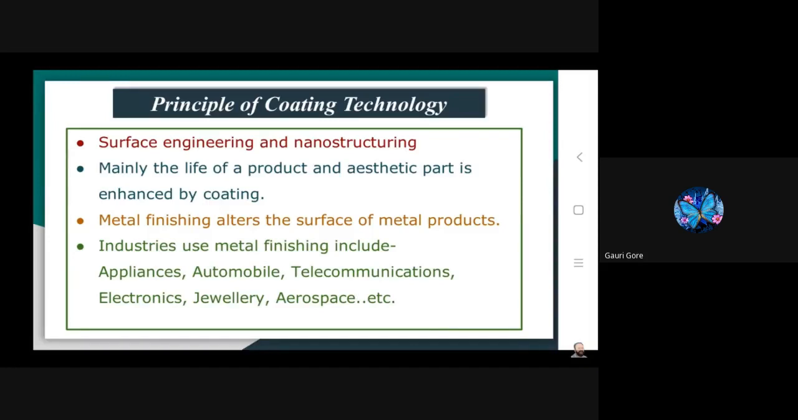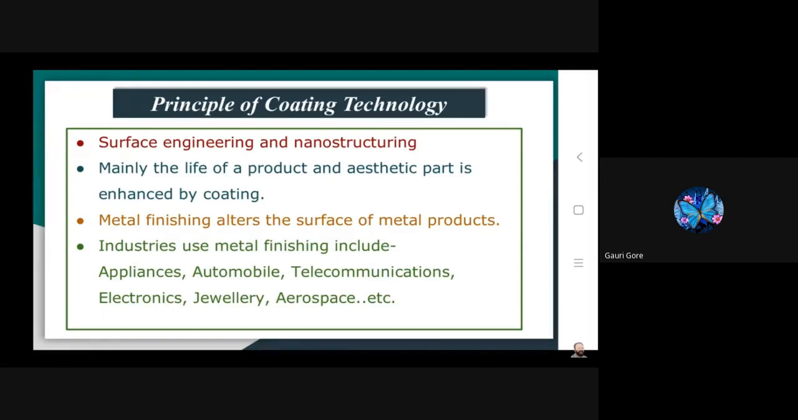If we look at different industries like appliances, automobiles, telecommunications, electronics, aerospace, and jewelry also, in most cases we can find that the components are subjected to some amount of coating. Of course the thickness of the coating varies with the coating material, and different coating methodologies also exist in actual cases.